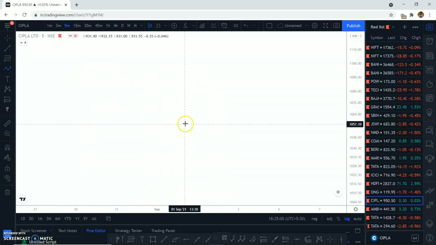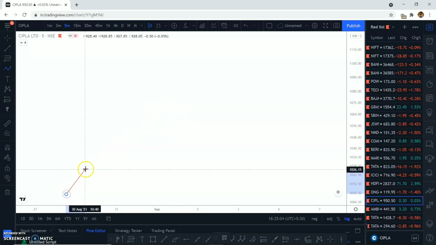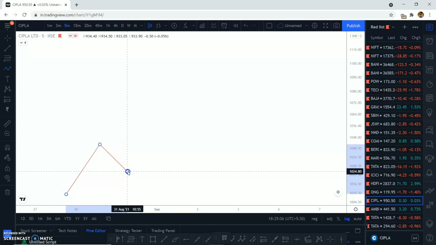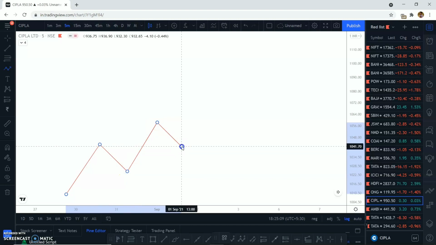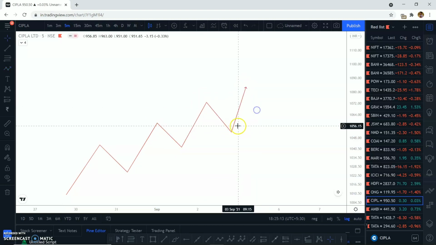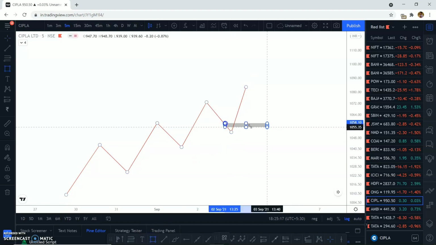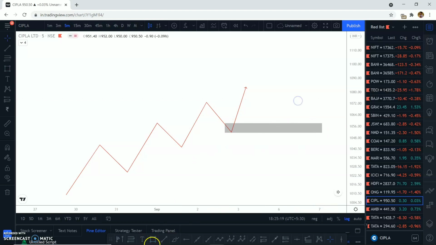Now let's try to understand this. Obviously we are following the trend. The prices are moving like this. Let's say this is your 4-hour trend and you identify this area of interest. So this is your point of interest, right?